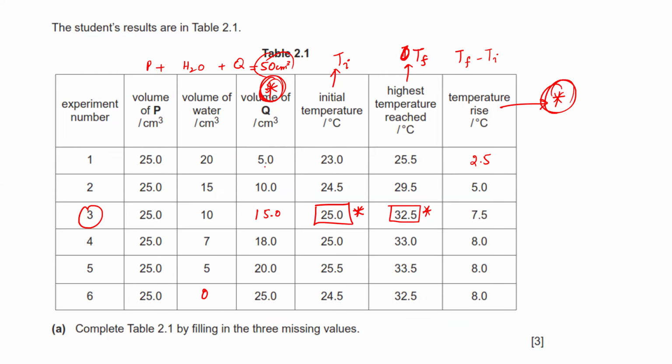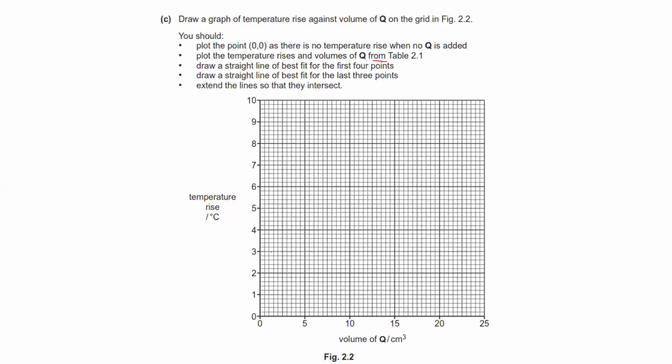So first, at 5 centimeter cube, the temperature rise is 2.5. So for 5 centimeter cube, the temperature rise is 2.5, somewhere between here. So this is my first point.